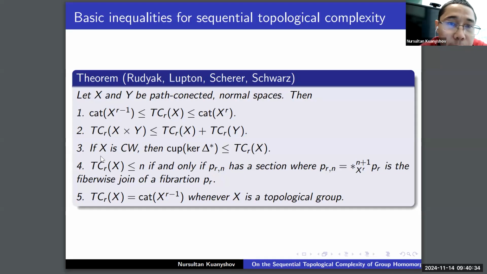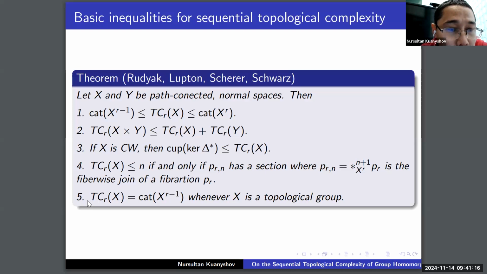And the space is a CW complex, for simplicity, because I will be dealing with only CW complexes. So we have the cup-length coupling, known as zero divisors, and here it is a lower bound for the sequential topological complexity. And number 4 just gives the Garner characterization: sequential topological complexity is less than or equal to n if and only if this P_R has a section, where P_R^n is defined like a fiberwise join. I'm not going over that.